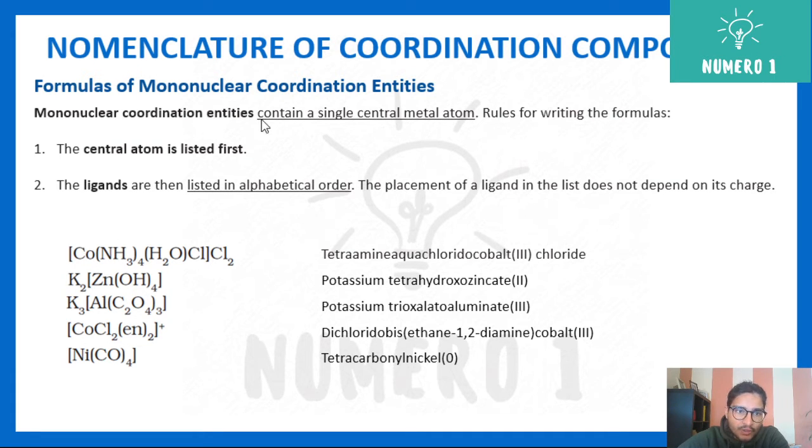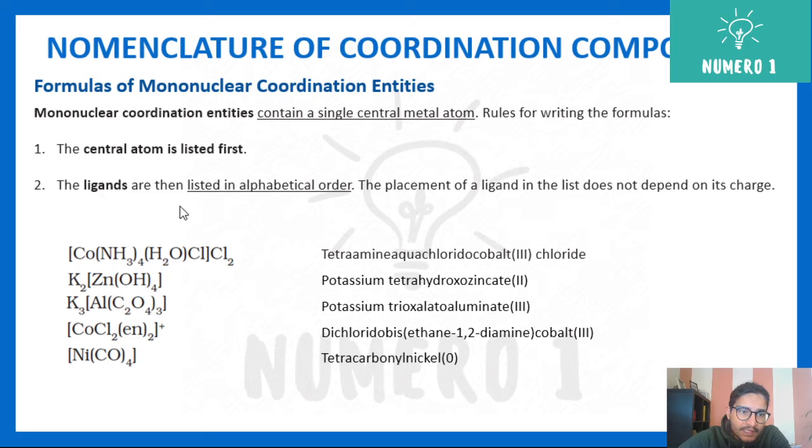It contains a single central metal atom, and the rules for writing the formula are simple. First rule, the central atom is listed first. Here are some examples. You can see cobalt here is the central atom, Zn here is the central atom, and aluminium, cobalt, nickel are the central atoms respectively.